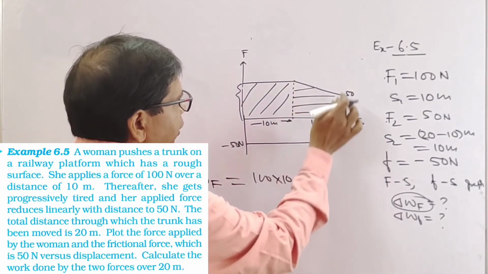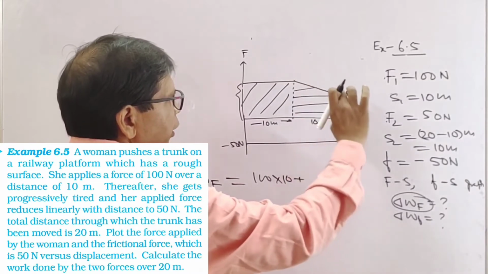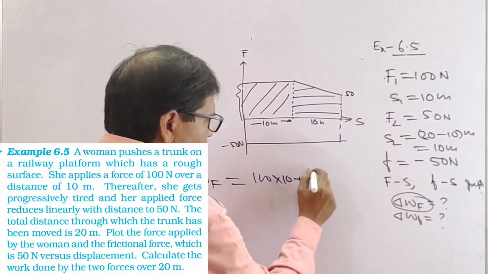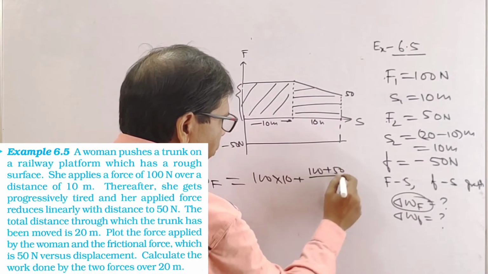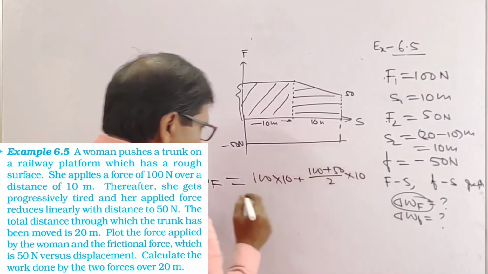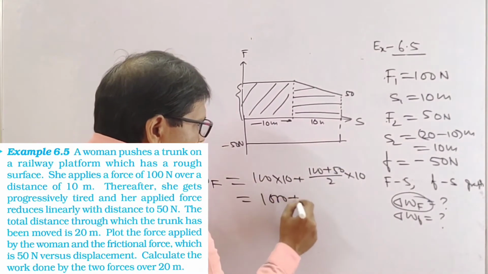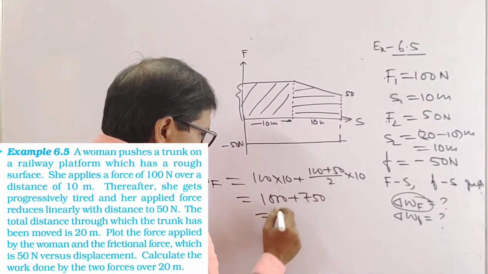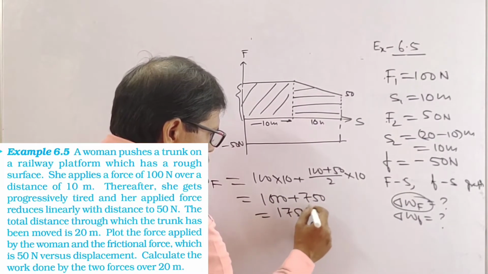Now this area is the area of the trapezium. This is 100, this is 50. So this is (100 plus 50) divided by 2, into 10. So this is 1000 plus 750, so the work done is 1750 joule.